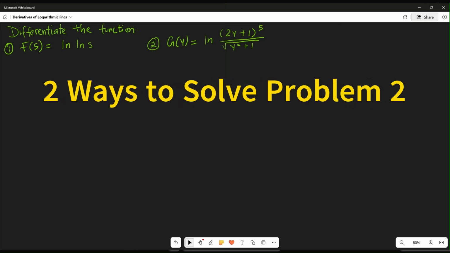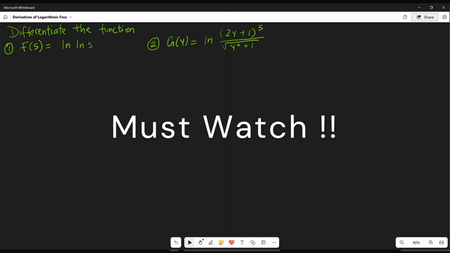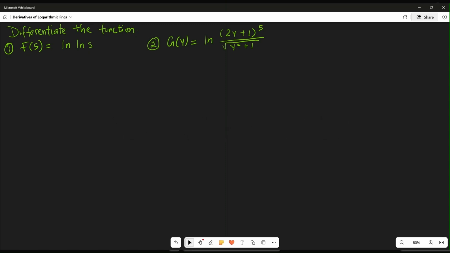Let's look at these two functions here. Look at the first one. Function f of s is equal to natural log of natural log of s. And if you clearly pay attention, this is no different than this, right? As we are already familiar with, the derivative of natural log x is equal to 1 over x.